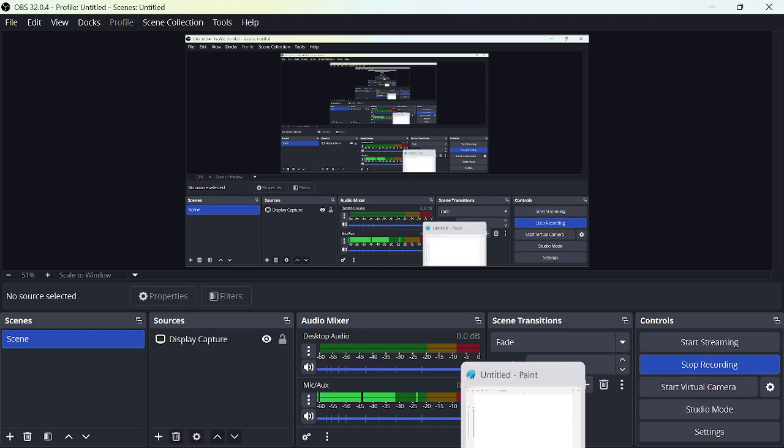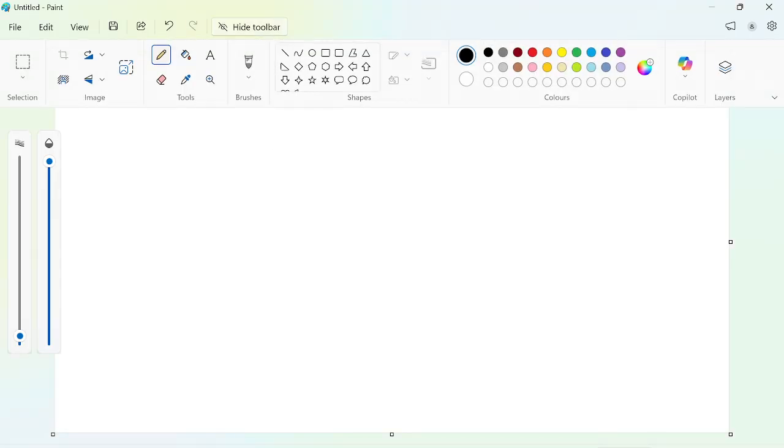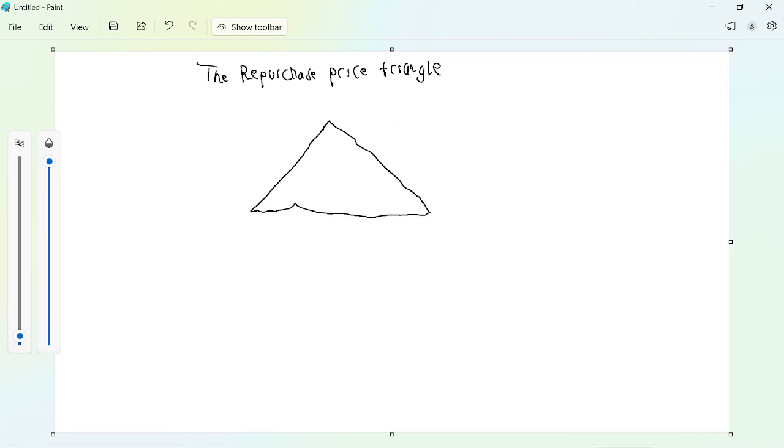Okay guys, so in this video we're going to be covering the repurchase price triangle, right? So how do we deal with the repurchase? This triangle is like this. We have the shape of a triangle here, right?